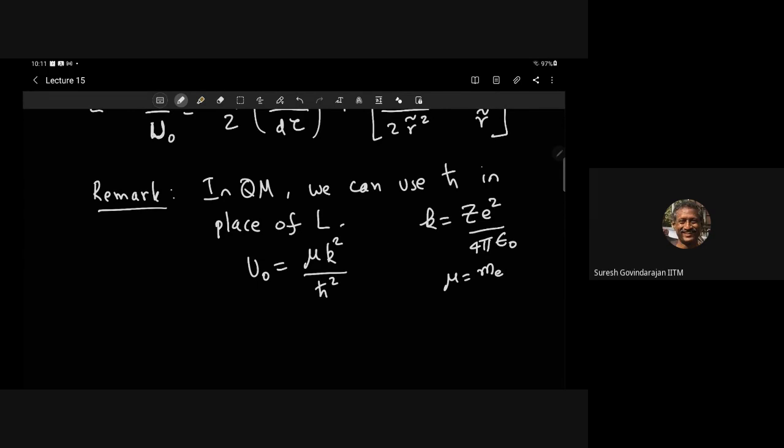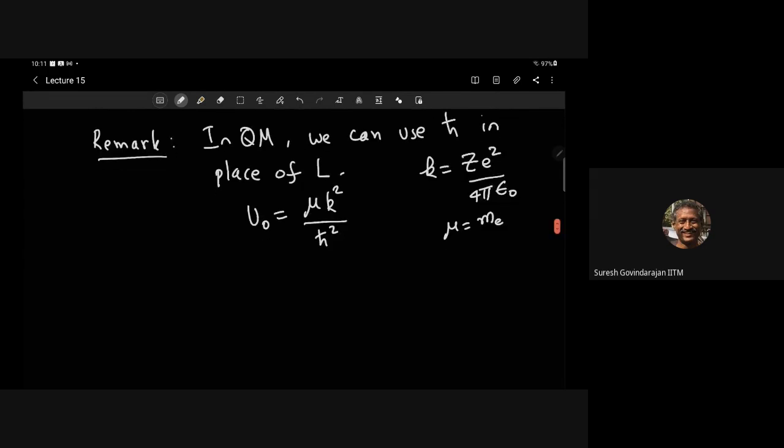Okay. So if you put all these things in, you should get up to okay. So if you plug that in here, K square will be Z square e power 4, divided by... okay, by the way, H bar is H upon 2 pi.